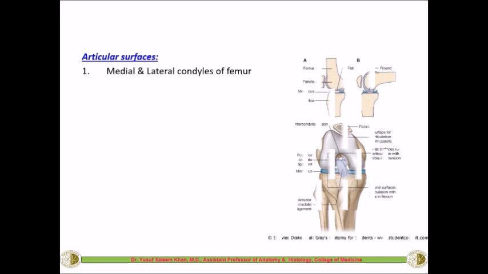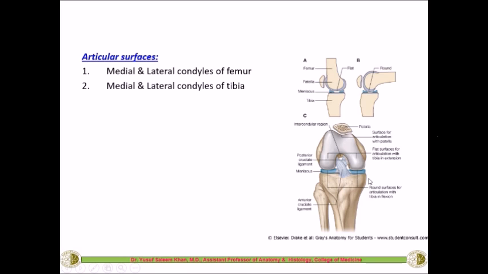Coming to the articular surfaces, what are the articular surfaces? As we have already seen, it is the articulation between the medial and lateral condyles of the femur with the medial and lateral condyles of the tibia. So this is the articulation between the condyles of the tibia and the femur. Along with that, there is also the patella, which comes in contact with this joint, and it is also an articular bone here. So the articular surface of the patella also articulates with these two bones.